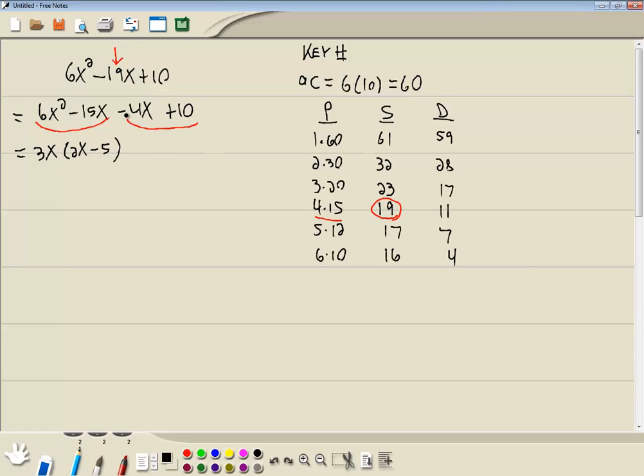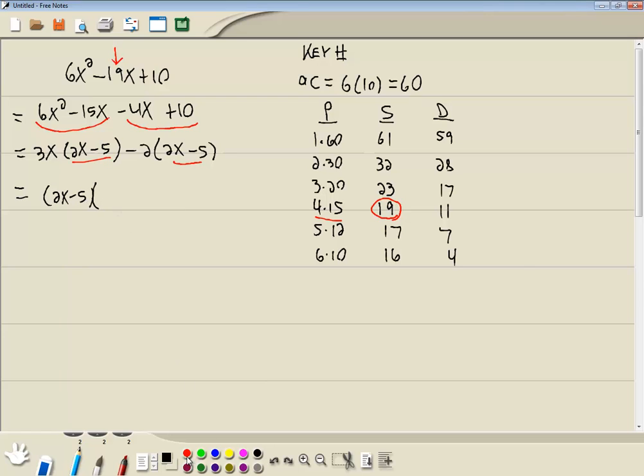Now our second group: the first term is a negative, and for GCF, whenever your first term is negative, you always bring a negative out. And they're both divisible by 2. Well, factor means to divide out, so negative 4 divided by negative 2 is a positive 2 with an x. 10 divided by negative 2 is negative 5. Now our goal is to get this parentheses the same as this, which they are. So I'll factor out a 2x minus 5.